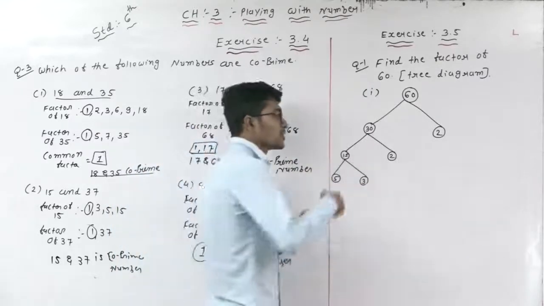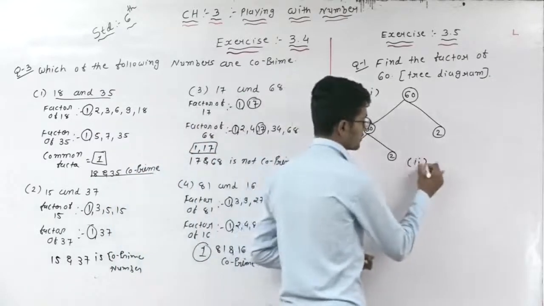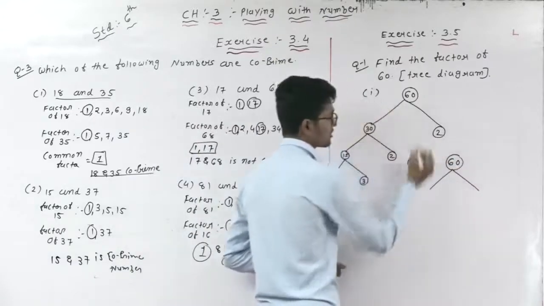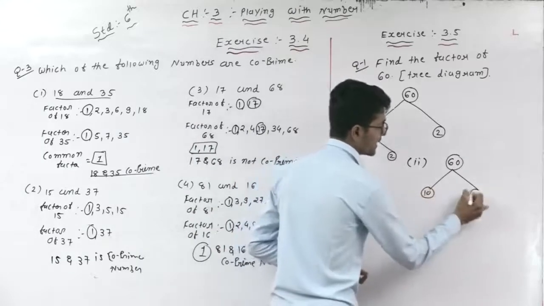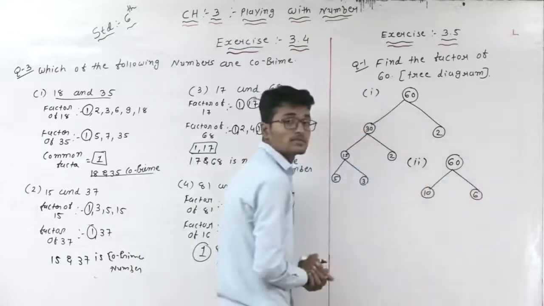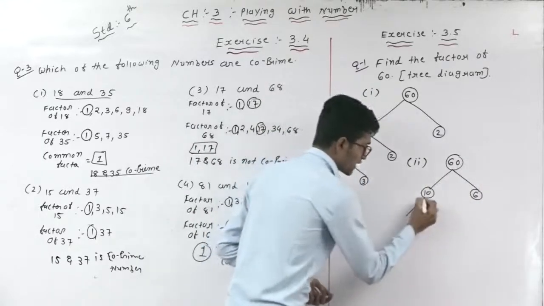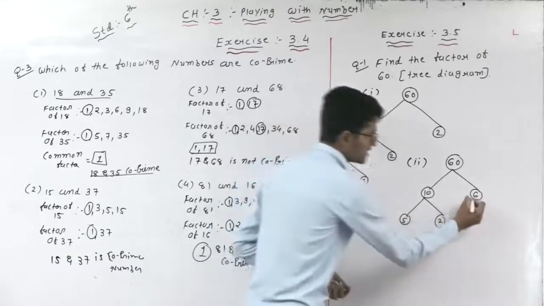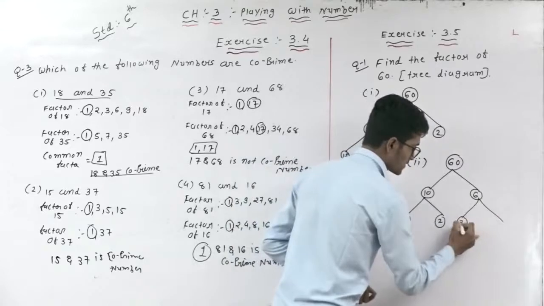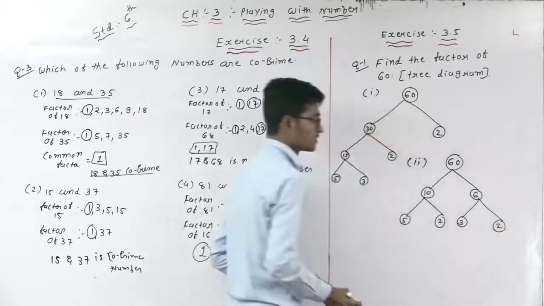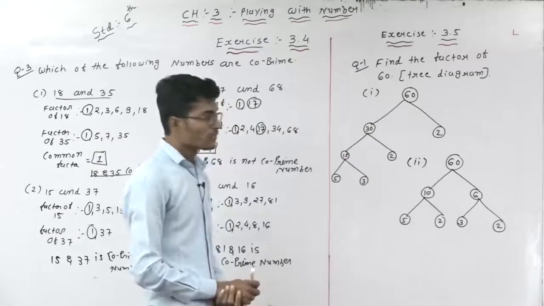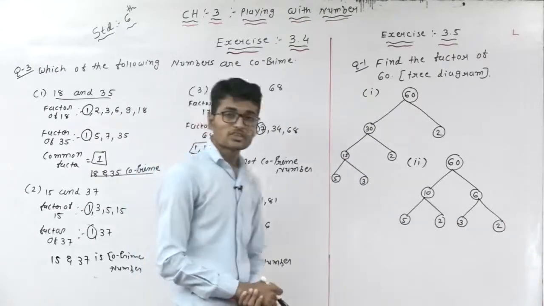You can solve another T diagram. How to solve? First of all, start with 60. Here is 6 10s, so one more time, 10 and 60. 10 6s are 60. Now split 10 into 2 parts: 5 2s are 10, and this one is 3 2s are 6. So this is also a T diagram to find the factors of 60.